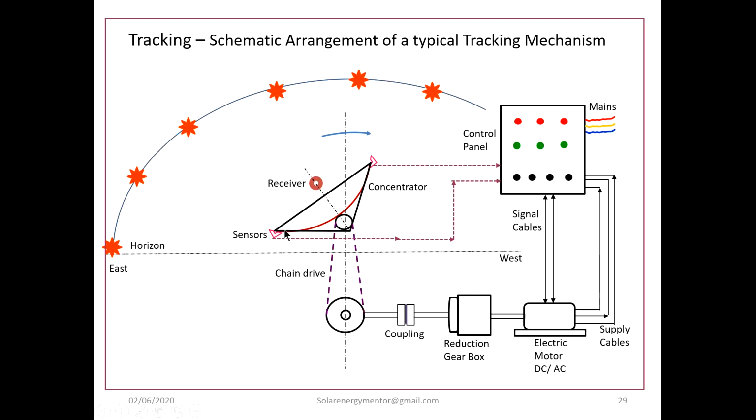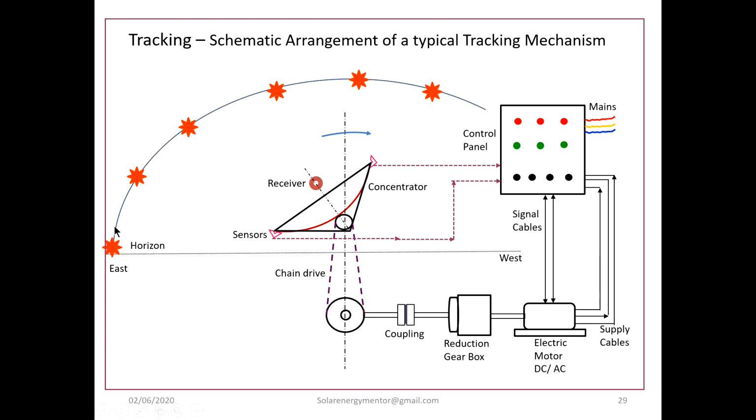This is the collector. This is the aperture of the collector, and at the bottom of the collector there is a driving mechanism, chain and sprocket, which rotates the collector about its axis. So the collector rotates about its axis from this point. This is the position of the receiver.